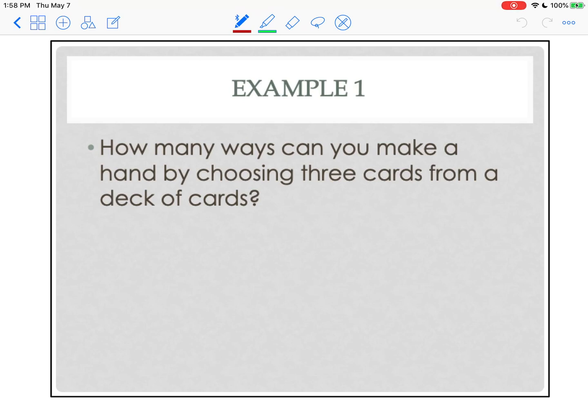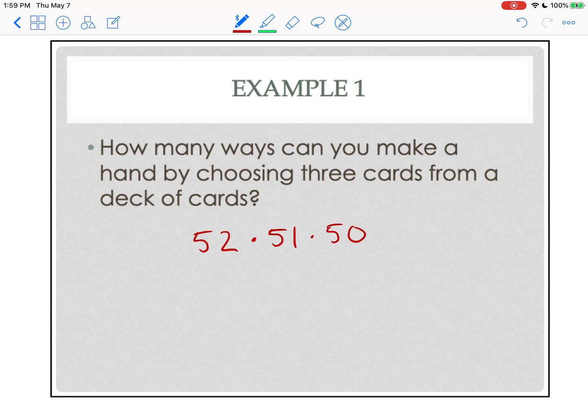Well, how many cards are in a deck of cards? Hopefully by now you know this. There are 52 cards in a deck, and I am choosing 3 of those cards. That means there are 52 cards for me to choose from when I pick my first card. But when I pick my second card, since I've already picked one, there's only 51 cards left. And for my third card, there are only 50 cards.